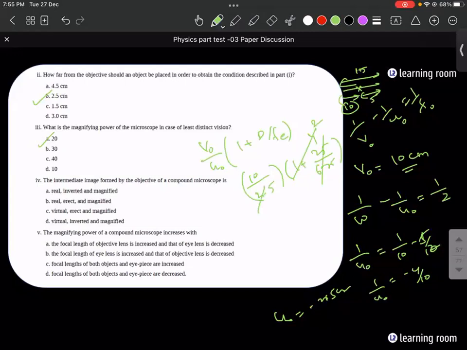The intermediate image formed by the objective of the compound microscope is obviously real, inverted, and magnified. Fifth one, the magnifying power of a compound microscope increases with... last one.